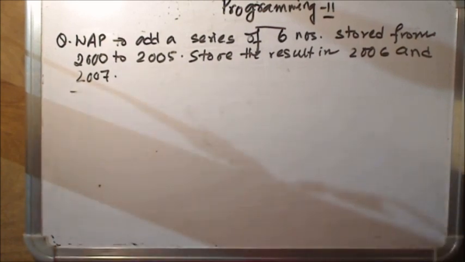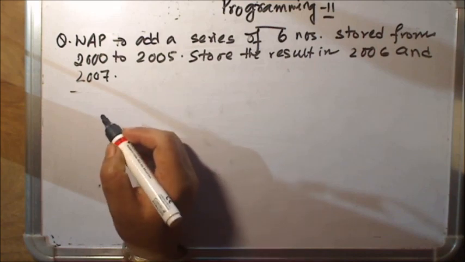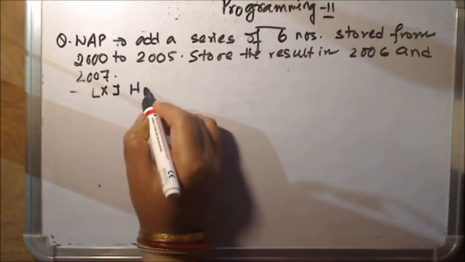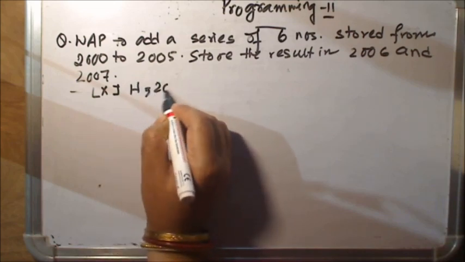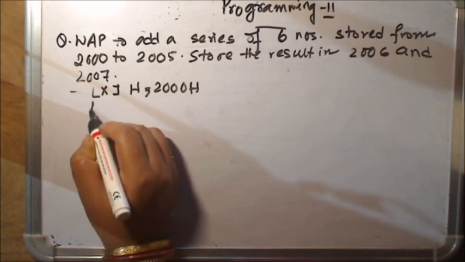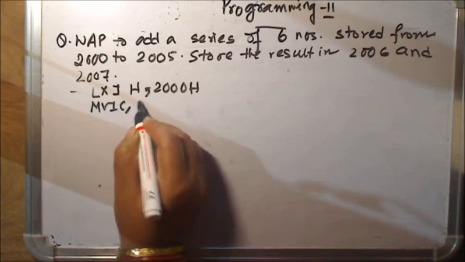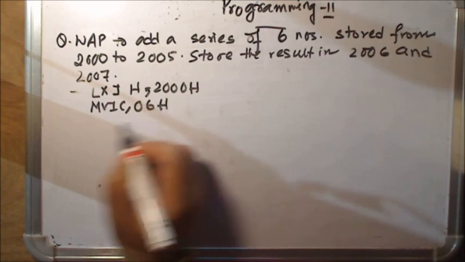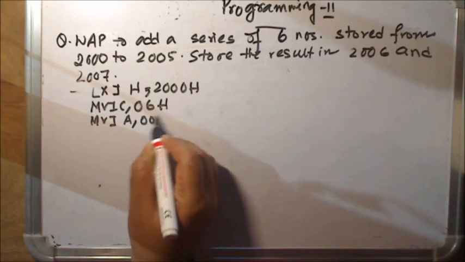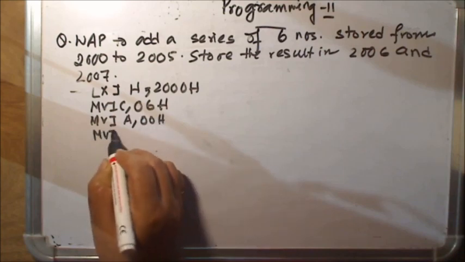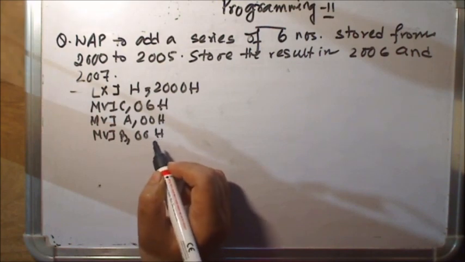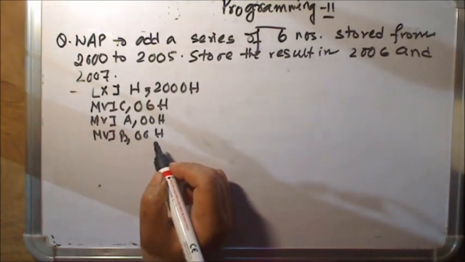Okay, what we will do, we will initialize the HL pair with 2000H. So LXI H, 2000H. Then we will initialize the count, MVI C, 06H. Then we initialize the sum and the carry registers, MVI A, 00H, MVI B, 00H. Fine.